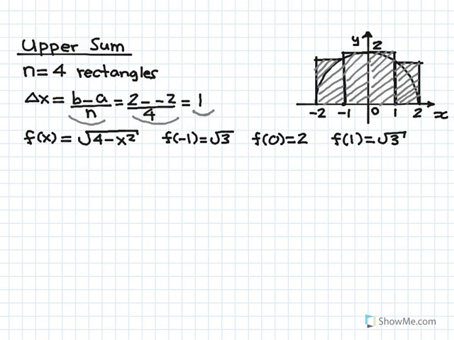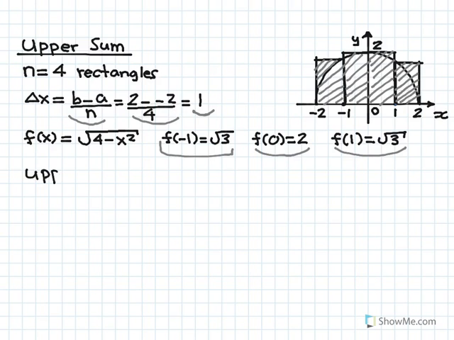So now the function is f of x is equal to root of 4 minus x squared. We're going to evaluate these x values. So at x equals minus 1, f of minus 1 is root 3. And f of 0, plug x equals 0 into f of x, and we get f of 0 is 2. And f of 1, plugging x equals 1 into f of x, we get f of 1 is root 3. All right, let's do the upper sum.